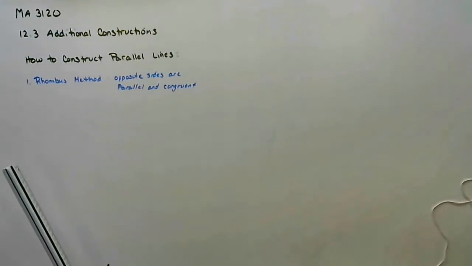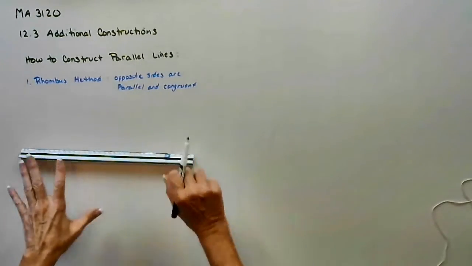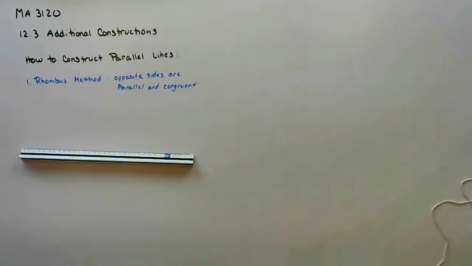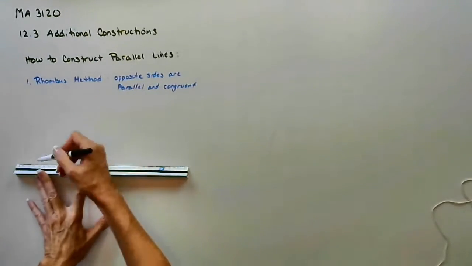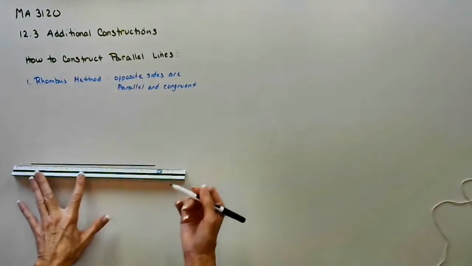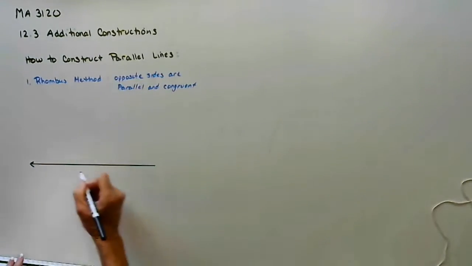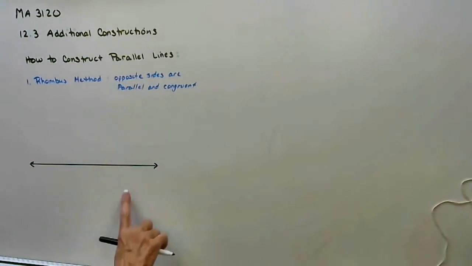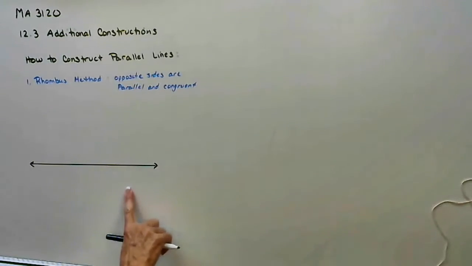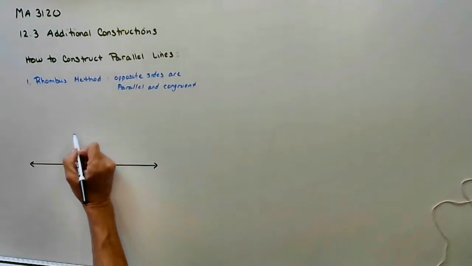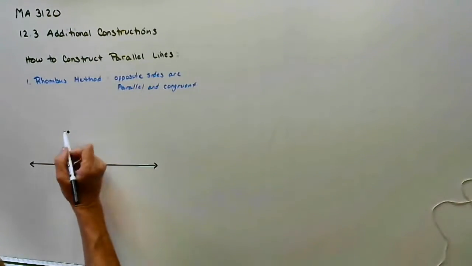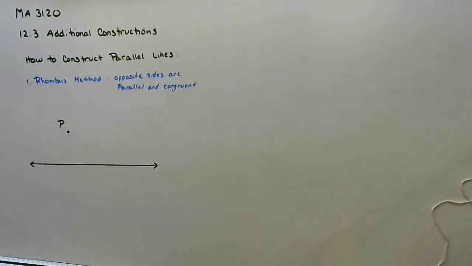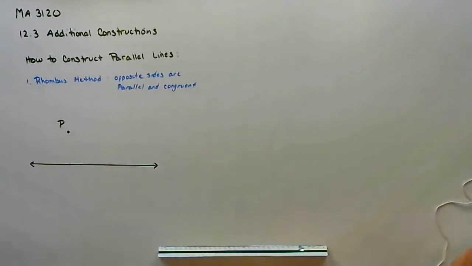Let's start with our line. In our first example on that template, I gave you a line and a point not on the line. So what we want to do is construct a line parallel to this line. I'm just going to call this point P. You can choose that point to be anywhere. And what I want to do is construct a rhombus. A rhombus has congruent sides.